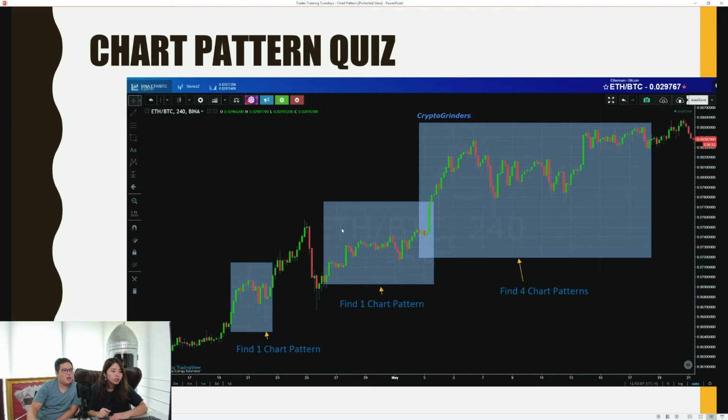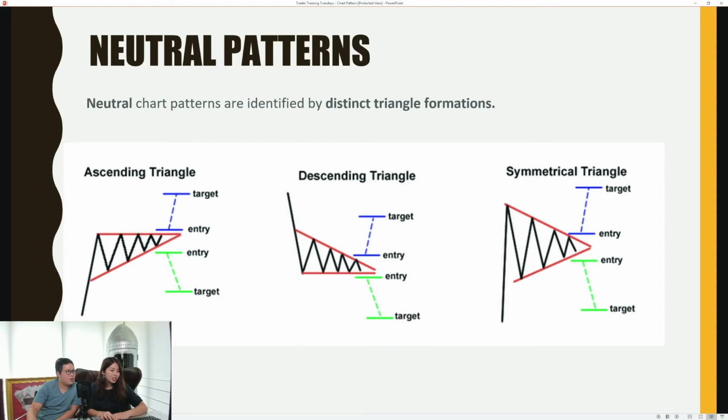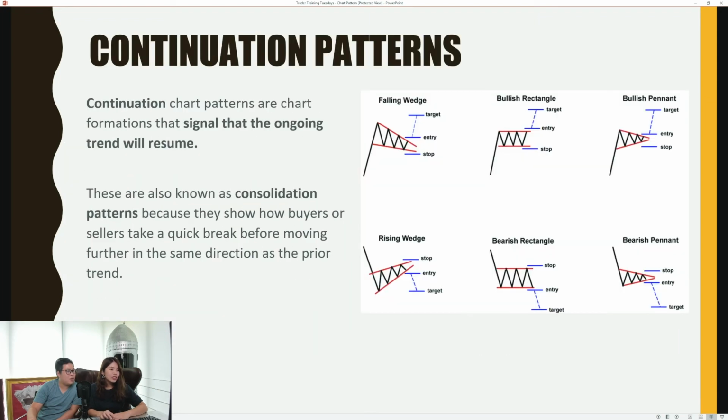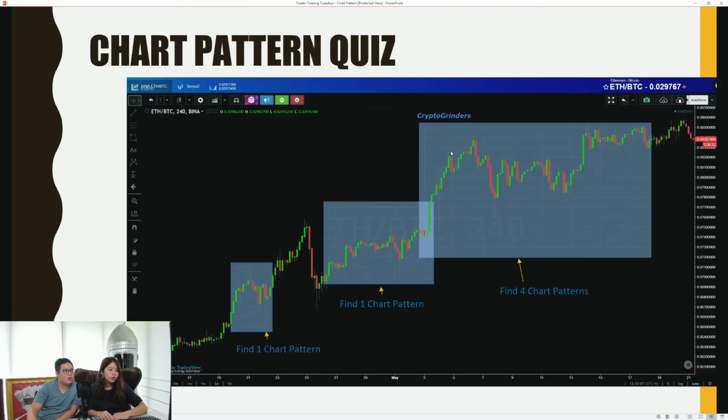Which means it's either bullish pennant, the flat one kind of squeezes you in, or a rectangle, or what was the last one again? Just go back. Bullish pennant, falling wedge, or bullish rectangle. Okay, now I'll go back to the slide. See, so it's not falling in any direction, therefore it's a rectangle. Yeah. Okay, so falling wedge, bullish rectangle.